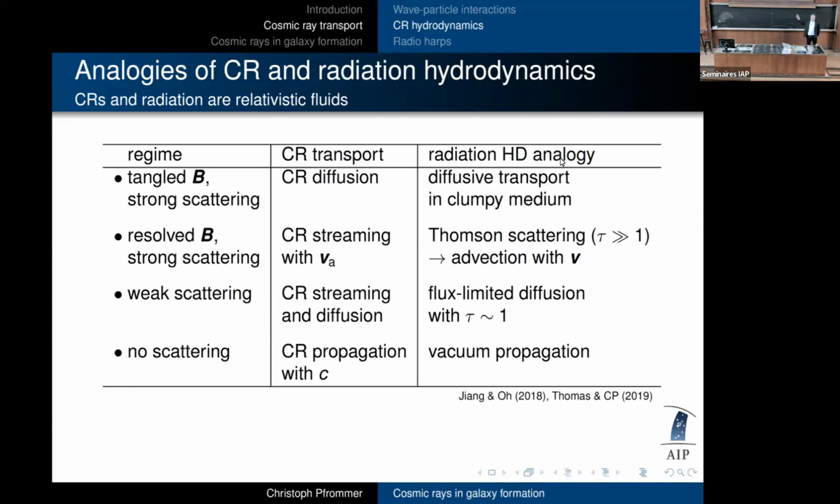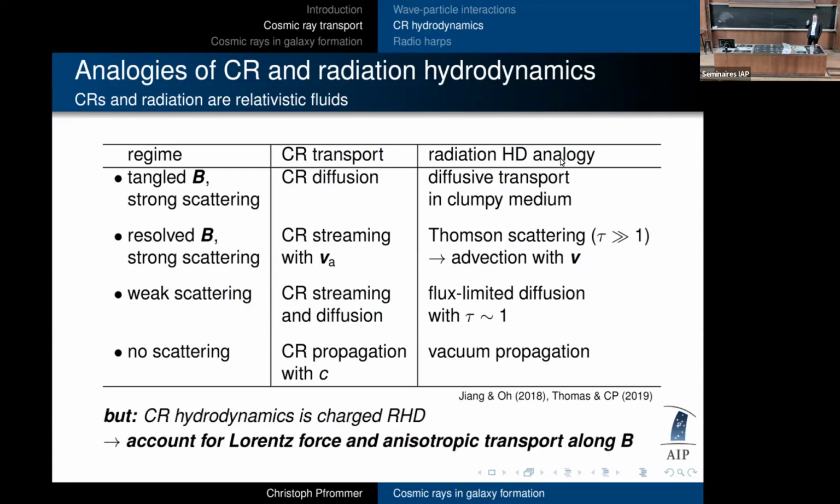So it looks like the two are very similar in terms of propagation. But cosmic ray hydrodynamics is charged radiation hydrodynamics. We have to account for the Lorentz force and for the anisotropic transport of cosmic rays along the magnetic field. That differs from the radiation case, which can just propagate isotropically.